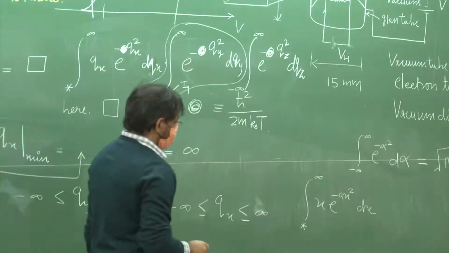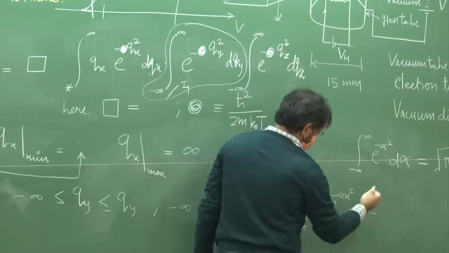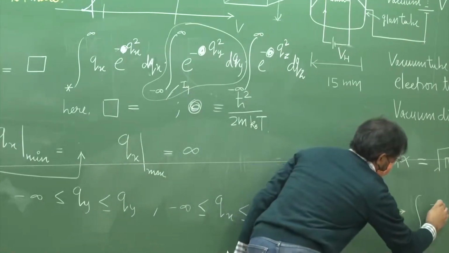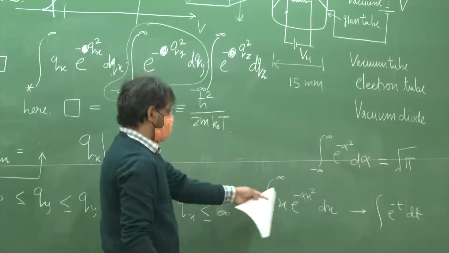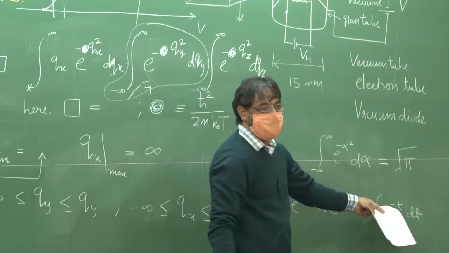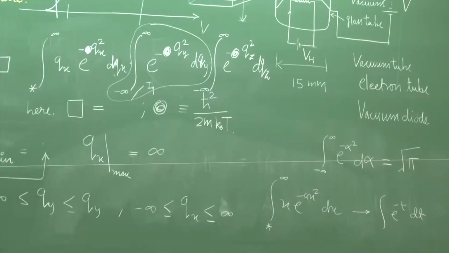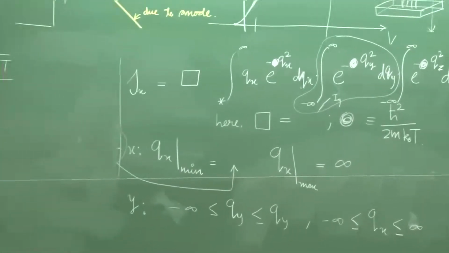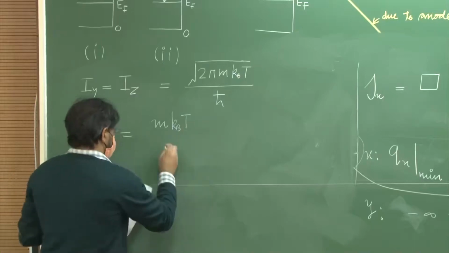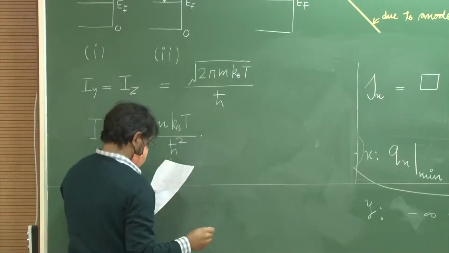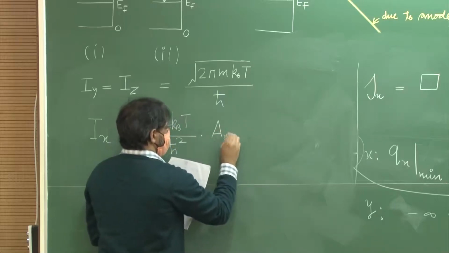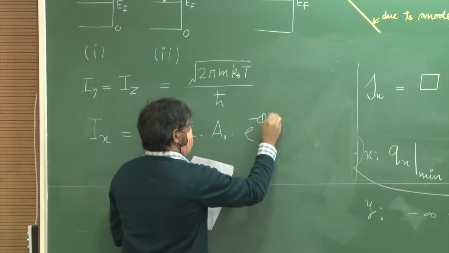When you integrate it, you take ax square to be some variable t, then you get 2x dx equal to dt. So it will reduce to an integral as simple as exponential minus t dt, right? That will be just exponential minus t, and for the upper limit the contribution will be 0. So, you will get only the contribution from the lower limit, e to the power infinity minus infinity being 0. So, the Ix will come out to be m kbt over h bar square times e to the power minus Ef plus phi by kbt, and that quantity is a naught already. So, e to the power minus phi over kbt.